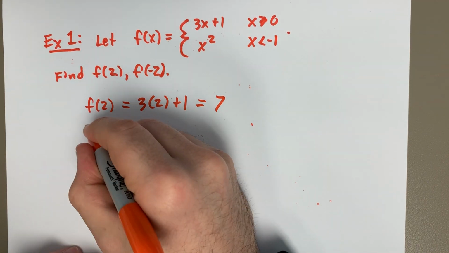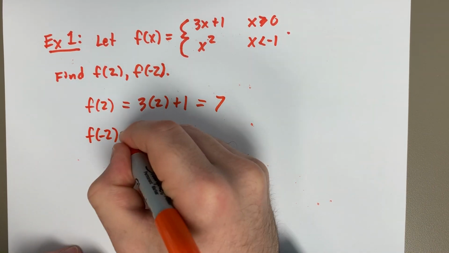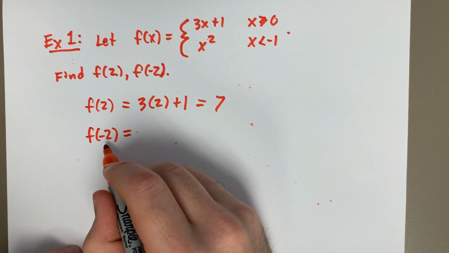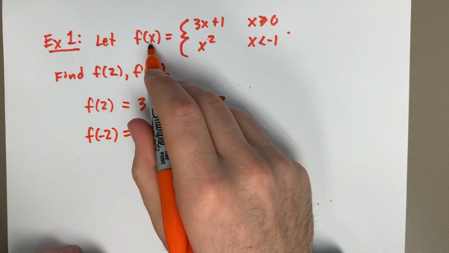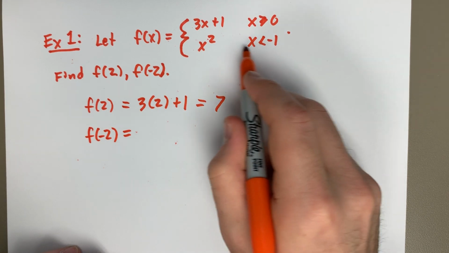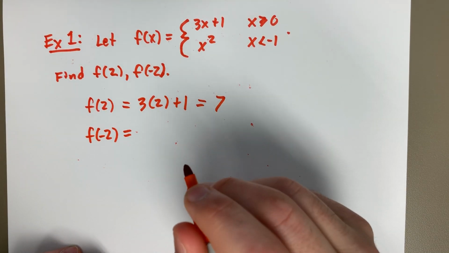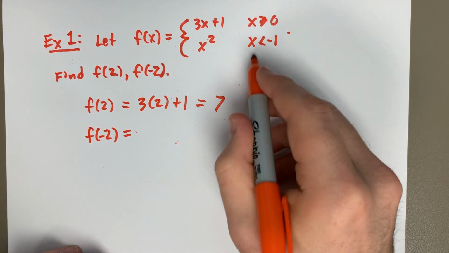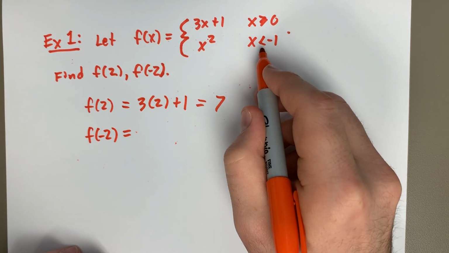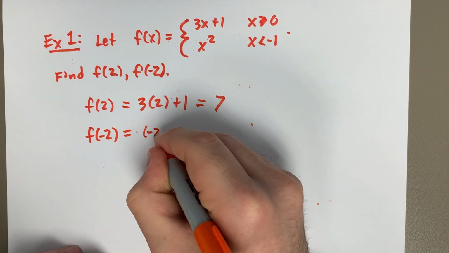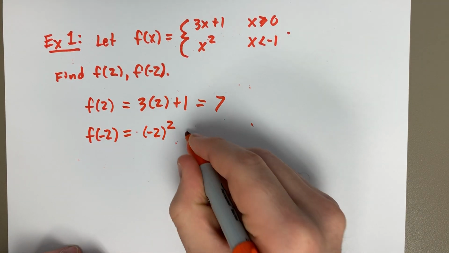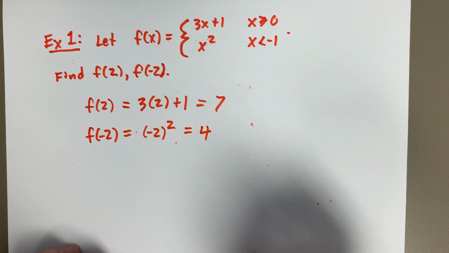All right, let's try f of minus 2. So our input is minus 2. When x is less than, or our input is less than minus 1, we use this function, the x squared. Is minus 2 less than minus 1? Yes, it is. So we're going to use this function. So we get minus 2 squared. Or if you like, just 4.